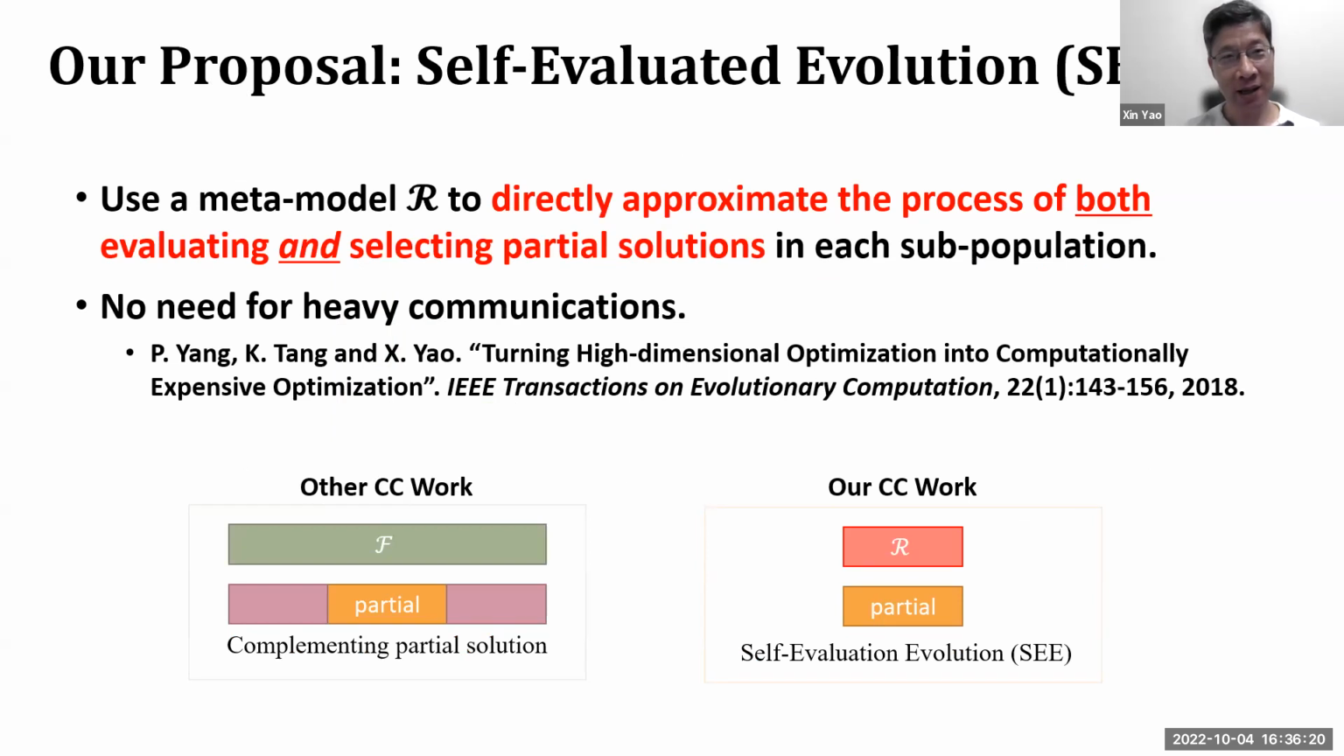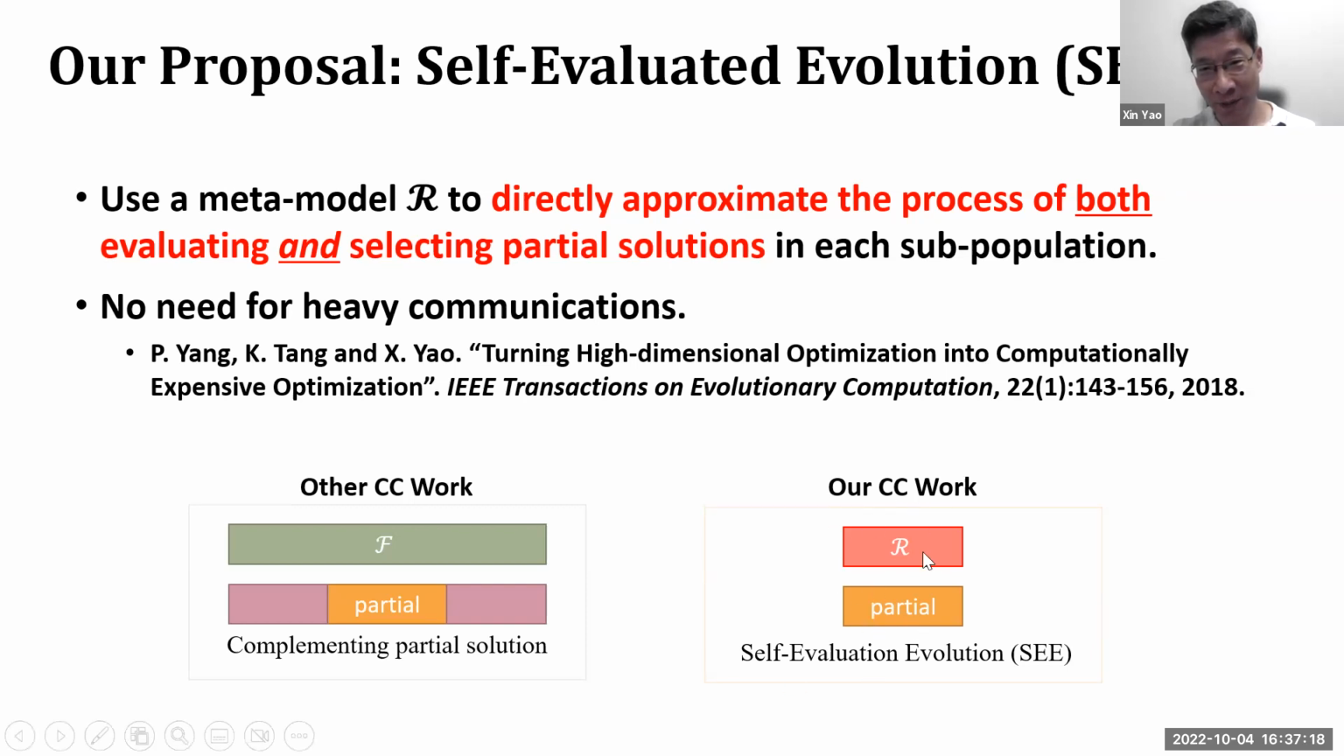So the idea here is kind of straightforward. We called it self-evaluated evolution. Okay, let's look at the diagram at the bottom of this slide first. On the left-hand side, this is classical CC, meaning cooperative co-evolution. And in the middle part, partial means one of the many decomposed groups. In order to evaluate this orange individual in the middle, we need to borrow the variable values from left and from right. That means I need to get variable values from other groups such that I can get the fitness. And this process is time consuming.